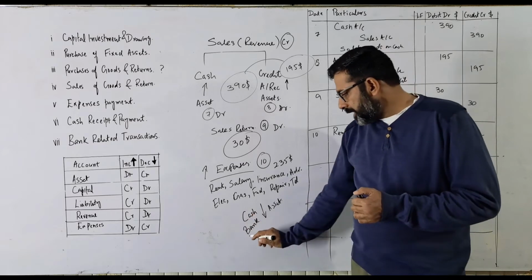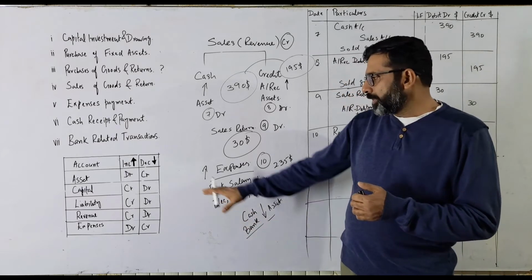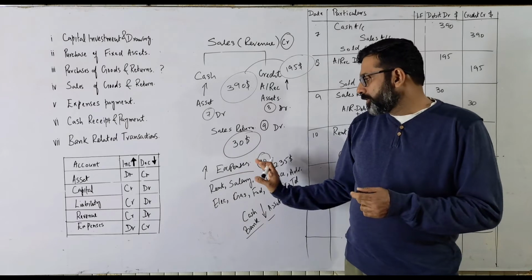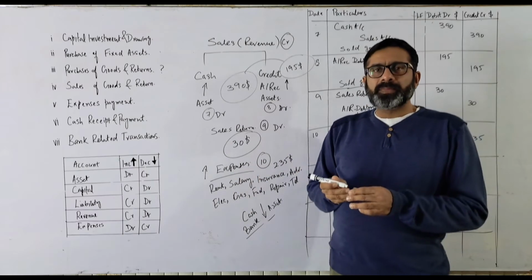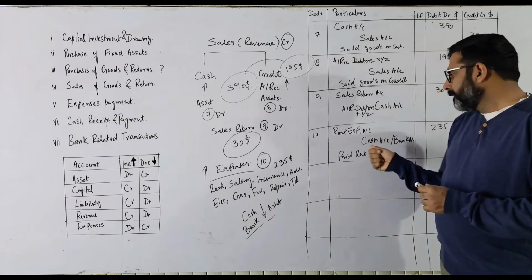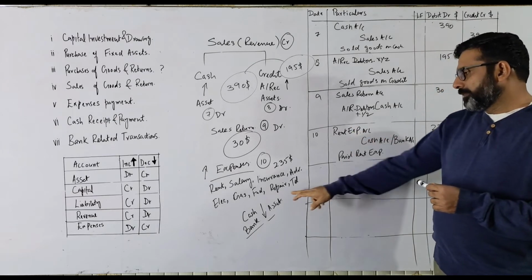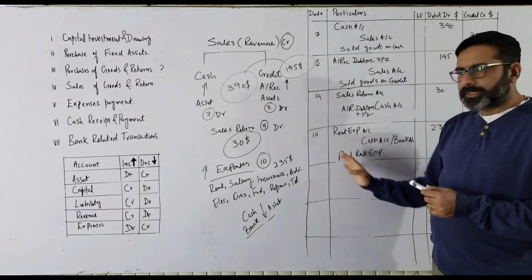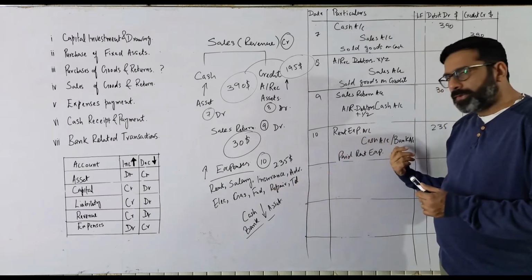So here the same thing applies: the asset is decreasing, and an asset decrease is credit. So any expense that the company is paying in the form of cash or in the form of bank, that expense will be debit. Repair expense, debit, cash, credit. Repair expense, debit, bank account, credit.